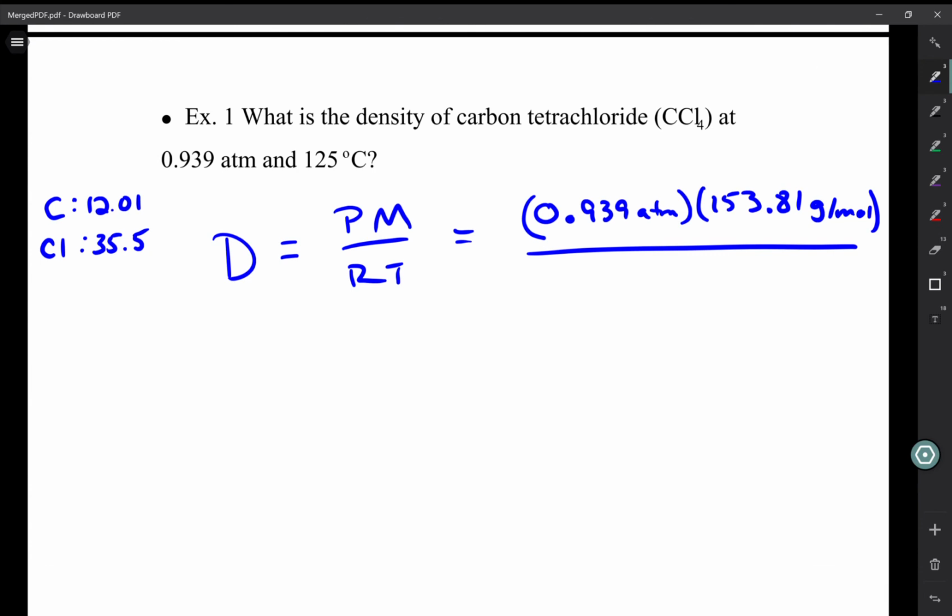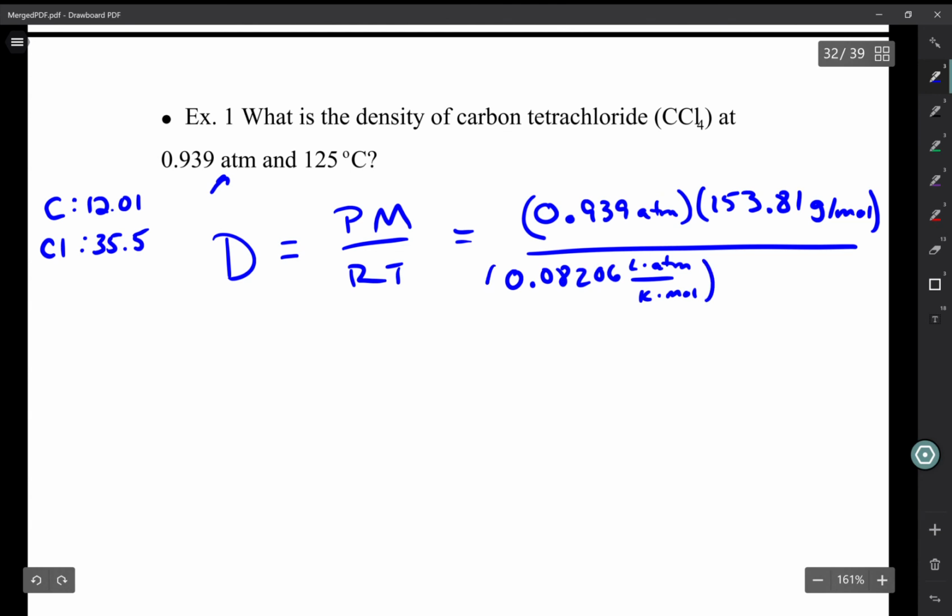So what's our gas constant? Our pressure's in atmospheres, so we're going to use 0.8206 liter atmospheres per kelvin mole. And our temperature, 125. No, we don't put 125 in there. It's 125 plus 273. If you add those together, you get 398 Kelvin. So we're going to put that here, 398 Kelvin.